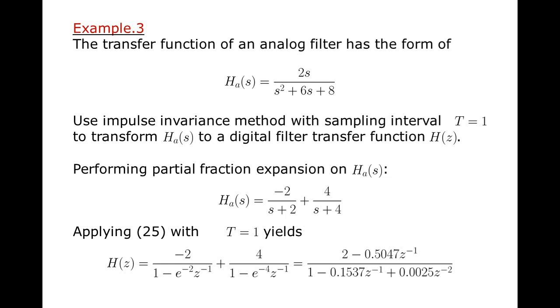Obviously the pole is minus 2 and T is 1, so it becomes e raised to minus 2. Similarly, 4 upon 1 minus e raised to minus 4 into z raised to minus 1. Taking LCM and solving this, you will get H(z). See the transfer function that you will get. So this is very simple: how to convert the analog filter into the digital filter by using the impulse invariance method, by solving the partial fraction expansion and putting z equal to e raised to sT.